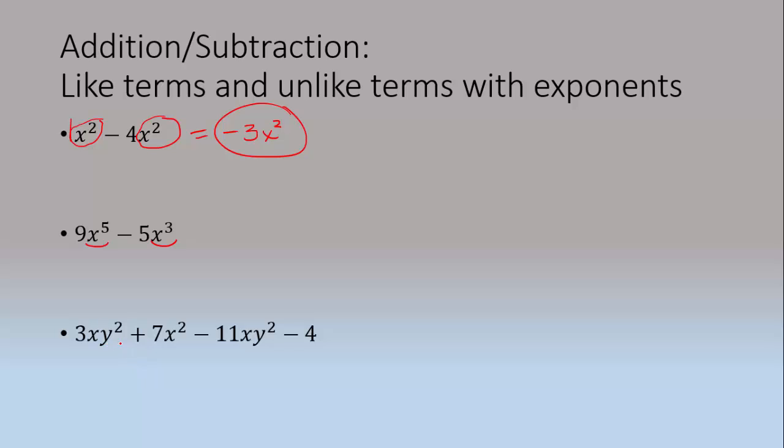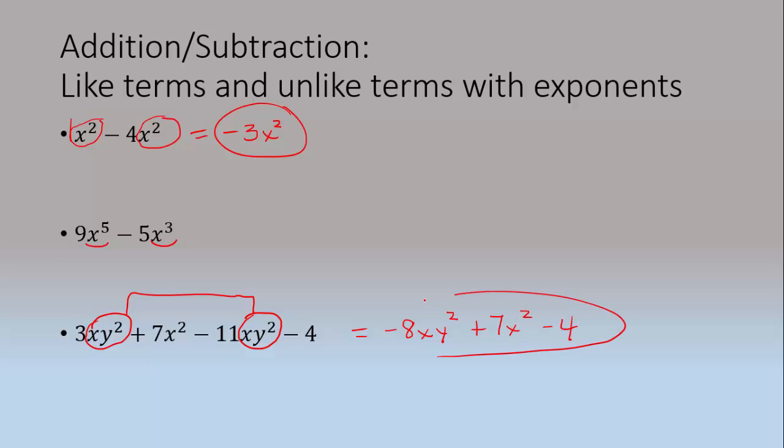In the final one, some of these are like terms and some of them aren't. Here we have xy squared and xy squared. So that's negative 8, and then the variable part stays the same. The other two terms, you just keep them the way they are. Don't make any changes, and that's as simplified as that can be. So that's adding and subtracting. You've got to have exactly like terms to combine anything that is added or subtracted.